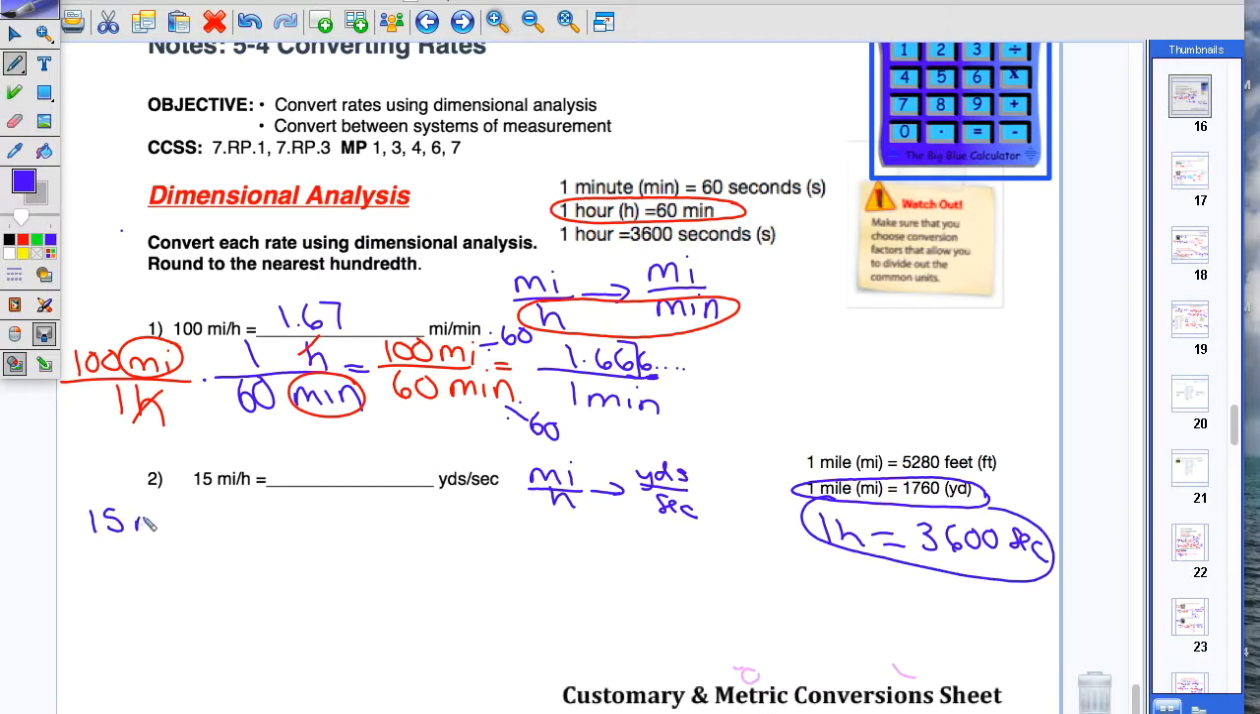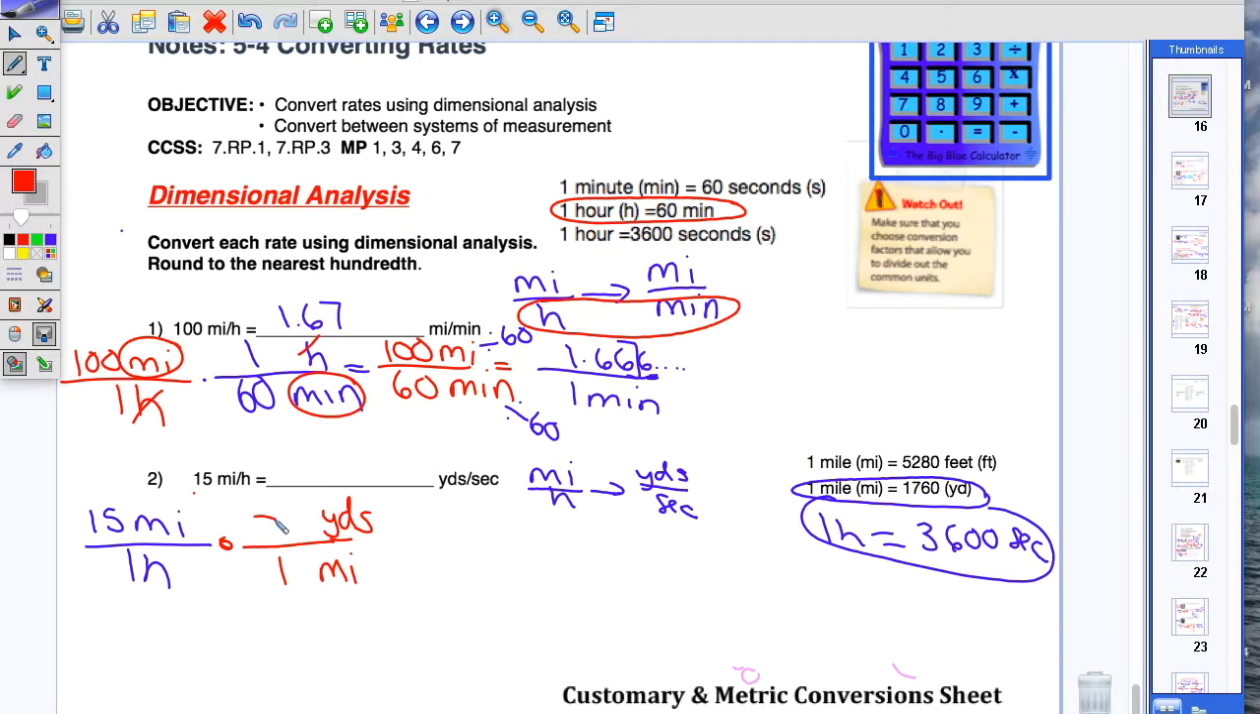Start by writing your original 15 miles over 1 hour, and we're going to multiply it by the conversion factor. Now, we can either do miles to yards first or hours to seconds. It doesn't matter. We're multiplying. Multiplication is commutative, so it's okay if we change the order. So we'll start with our miles. So miles in the denominator, yards in the numerator.